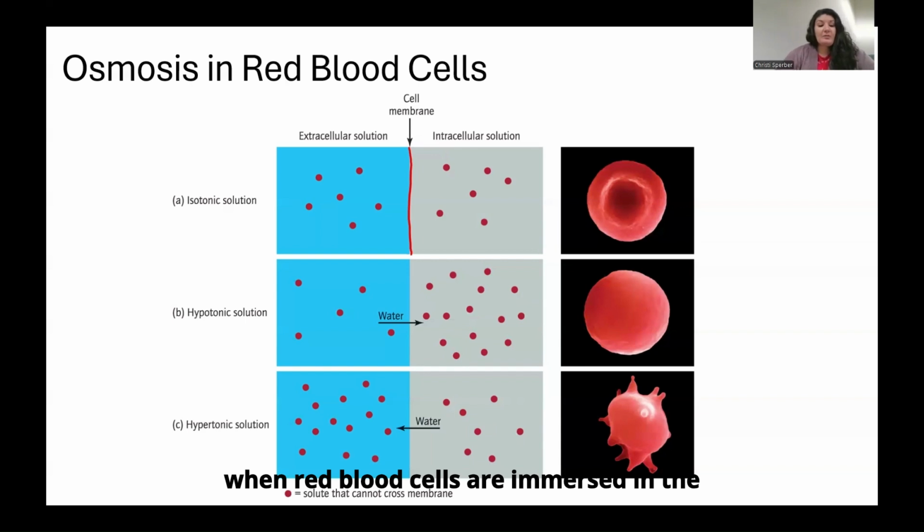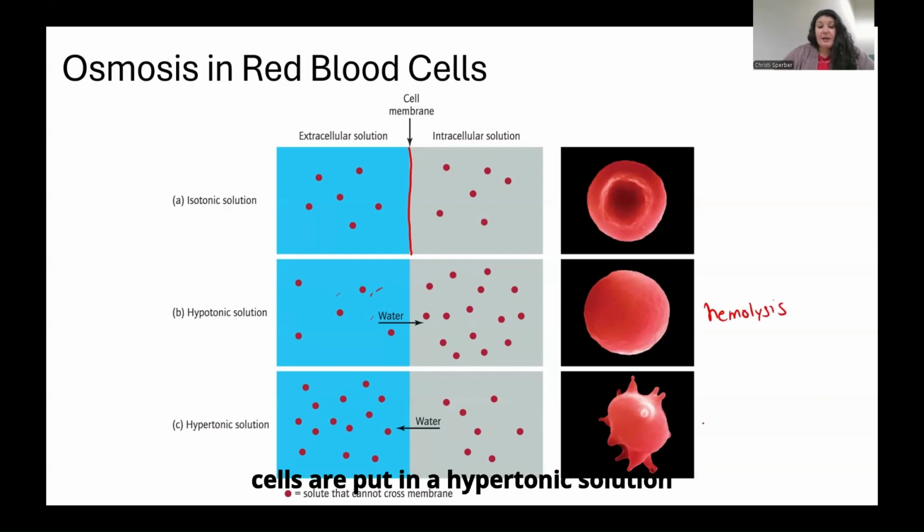When red blood cells are immersed in a hypotonic solution, the hypotonic solution has fewer solutes than the red blood cell itself. Water diffuses through the membrane into the red blood cell through osmosis. The volume of the red blood cell increases and it swells until it eventually bursts. That's called hemolysis, when it bursts.